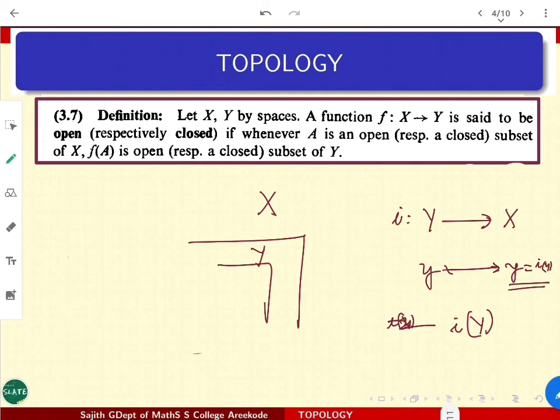Very similarly, you can think about closedness. The inclusion map is closed if and only if Y is closed in X, because Y has the subspace topology, naturally. Now that is one difference.